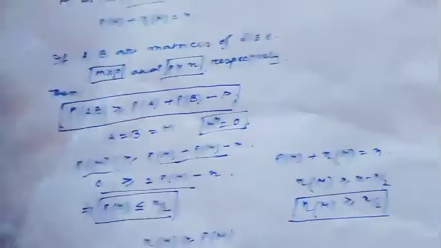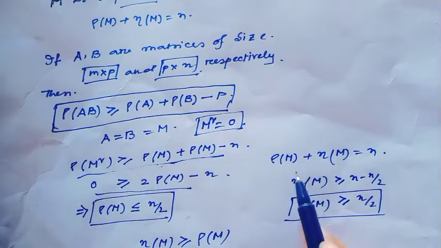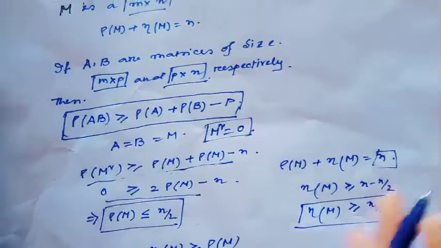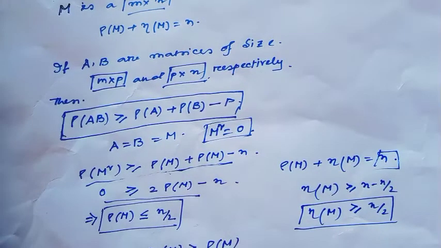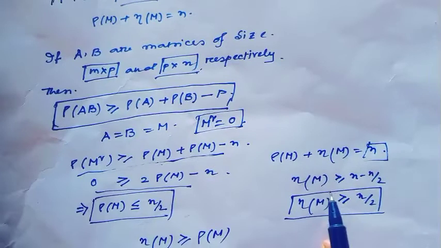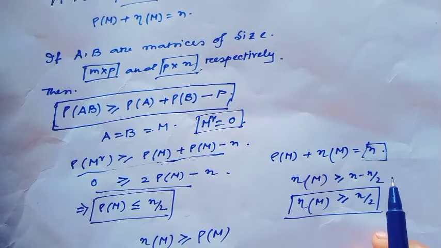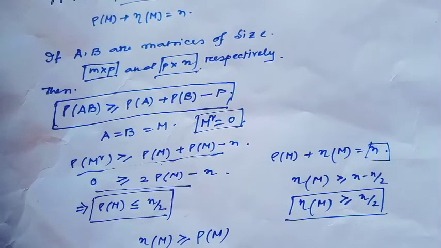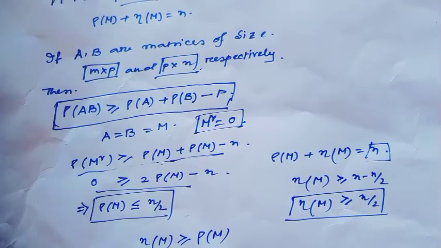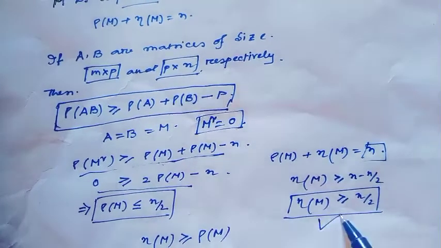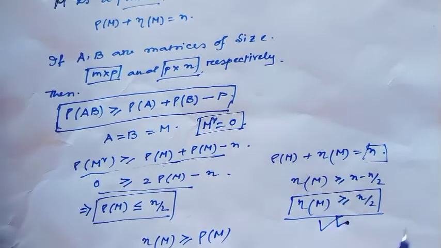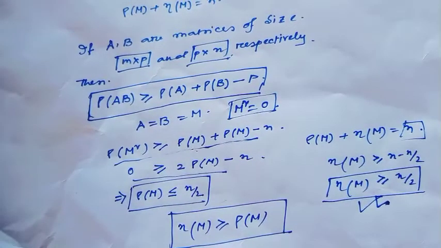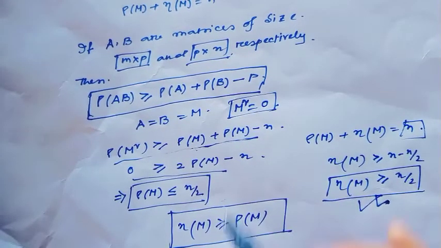Okay. Also, since rank of M plus nullity of M equal to n, and since rank of M is less than or equal to n over 2, that means nullity of M would always be greater than or equal to n minus n over 2. That implies nullity of M would always be greater than or equal to n over 2. So for a nilpotent matrix, the null space of this matrix is always greater than or equal to the rank of this matrix, and this is the actual proof.